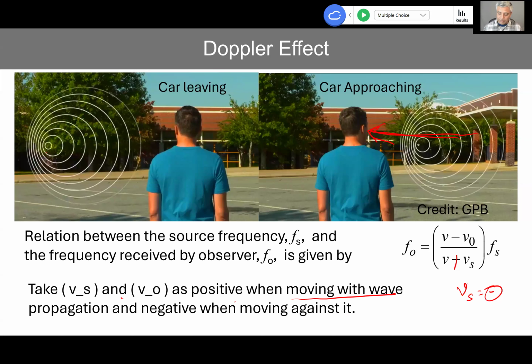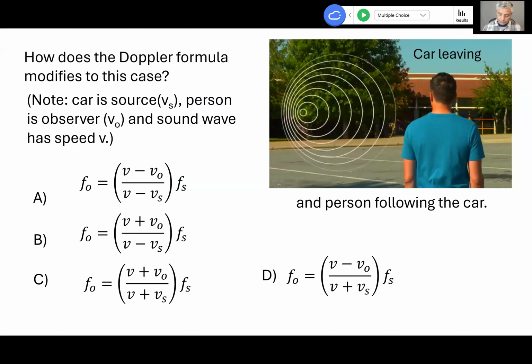And here is a question for you. And remember, this was the original equation, and that's where the sign changes. We modify that depending on which one is moving and how. So here the car is leaving, okay? And the person is now, although we don't see this in the picture, following the car. Okay, so the observer is moving in that direction.